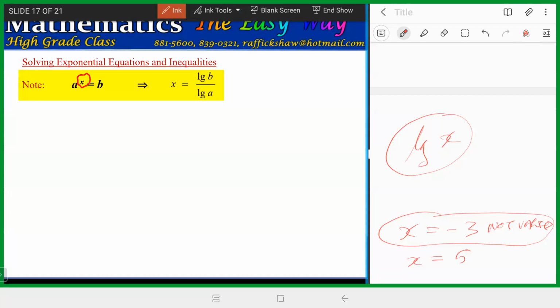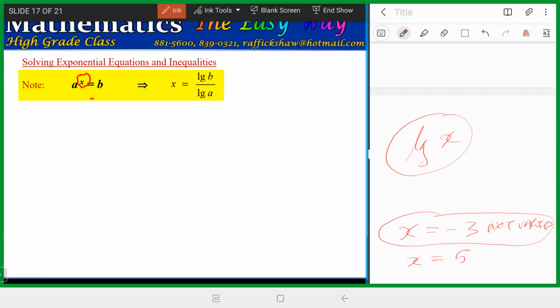It is in the power. If you can't use an indices method and bring both sides to the same base, then to get the x out of the power, you take logs of both sides. Now when you take logs of both sides, that is when you can use the power law, which is the third one, and move it out of the power.